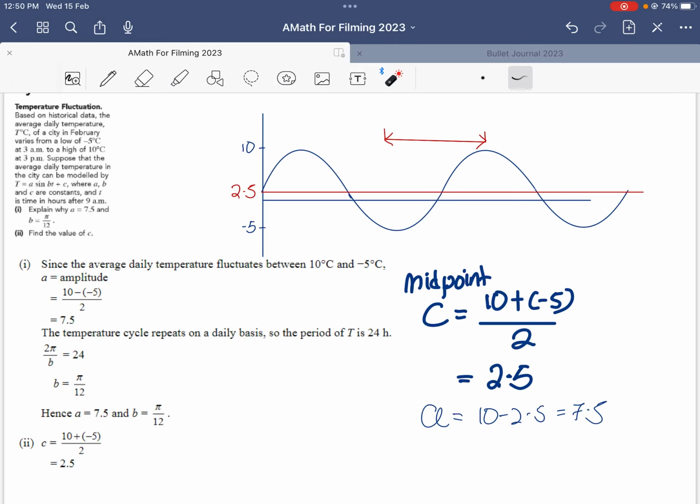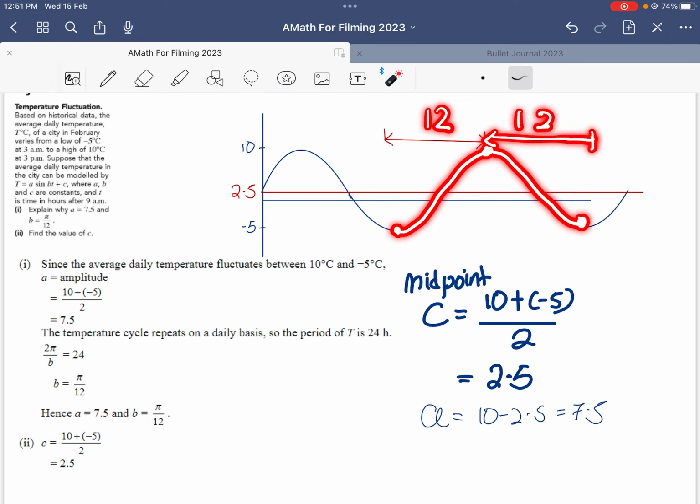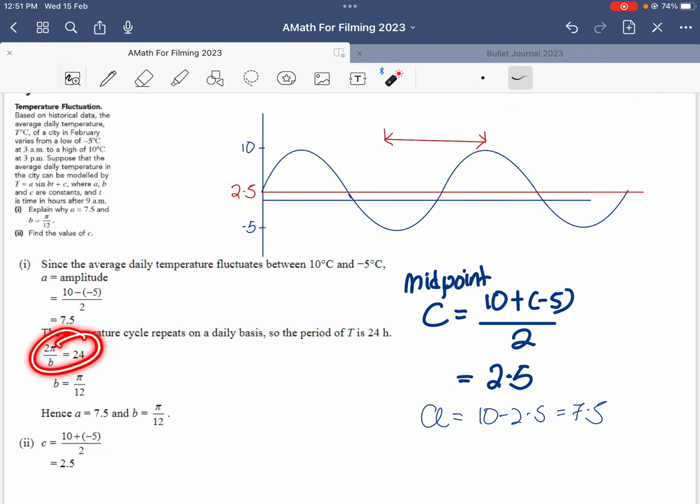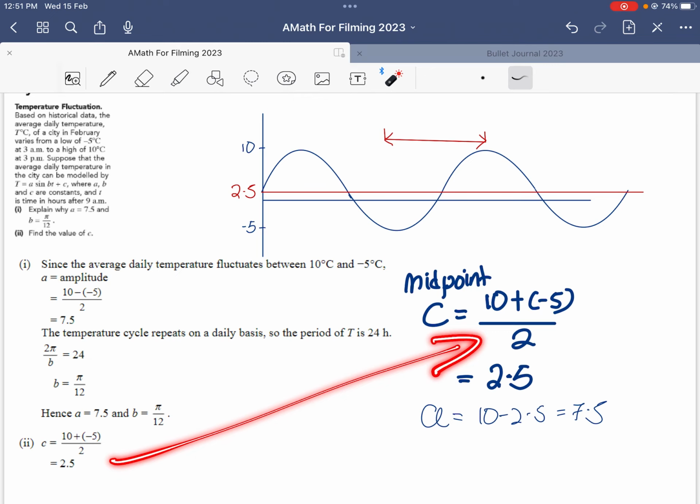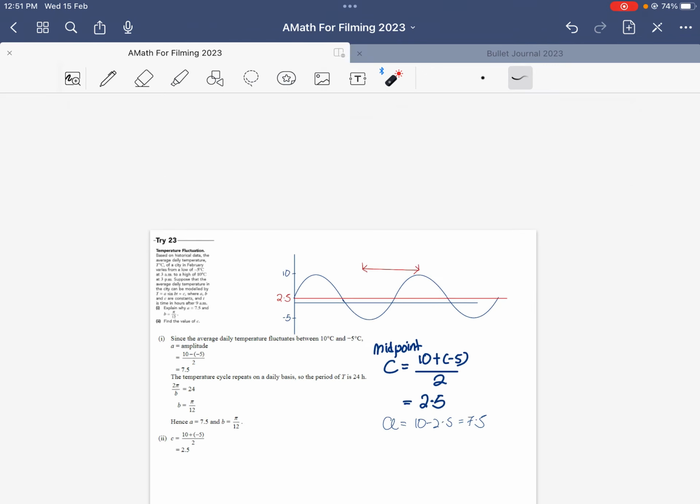Next thing is this, they say that from the high to the low is 12 hours. So as you have seen in my diagram, from the high to the low, this is 12 hours. But from the min to the max only represents half a cycle. So if I go down to another cycle, here to here is another 12 hours. So in total, the period is equal to 24 hours. Knowing that, I can say that 2 pi over b equals the period 24. B is pi over 12. Hence, A is 7.5 and B is pi over 12. The C value is the midpoint, as I have already calculated for you, which is 2.5.